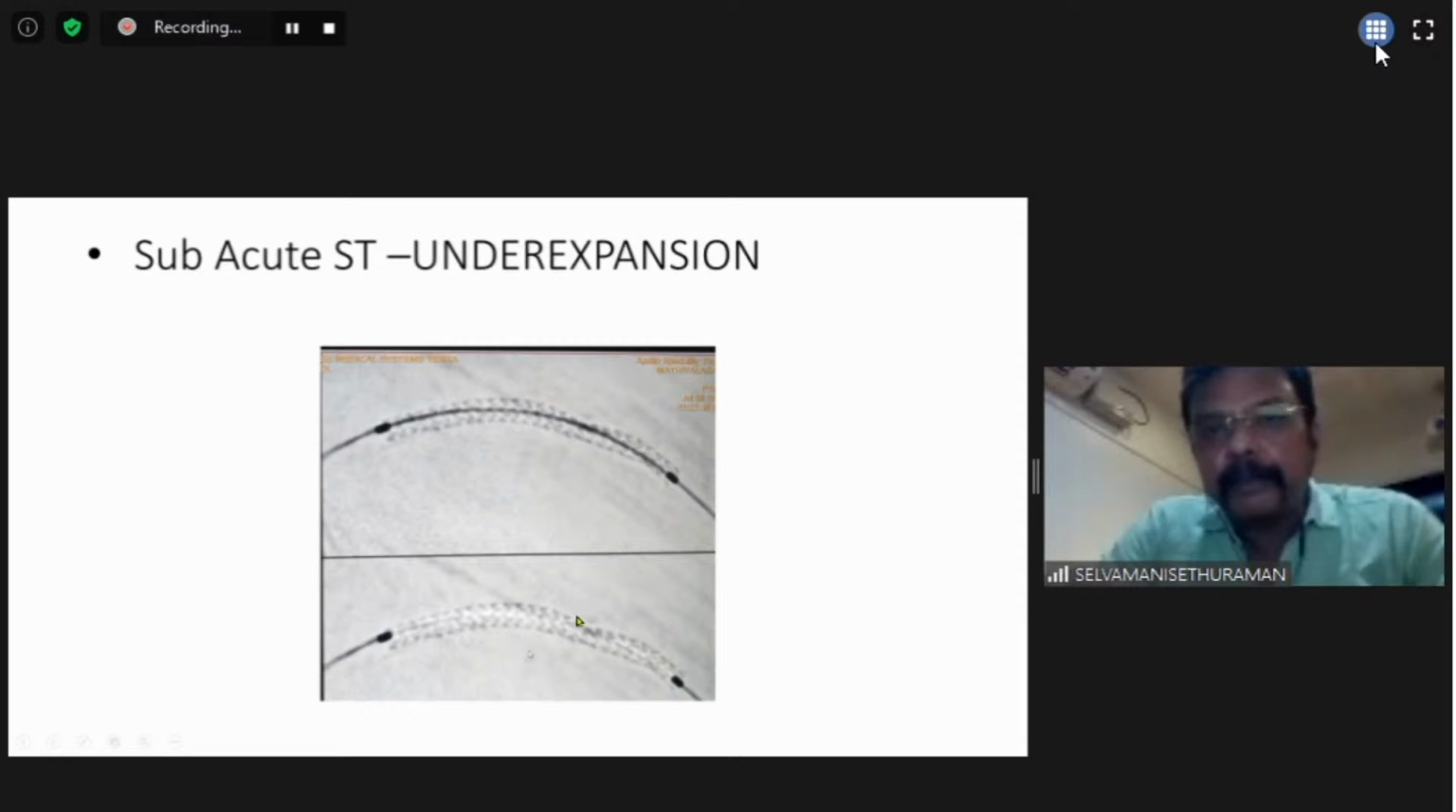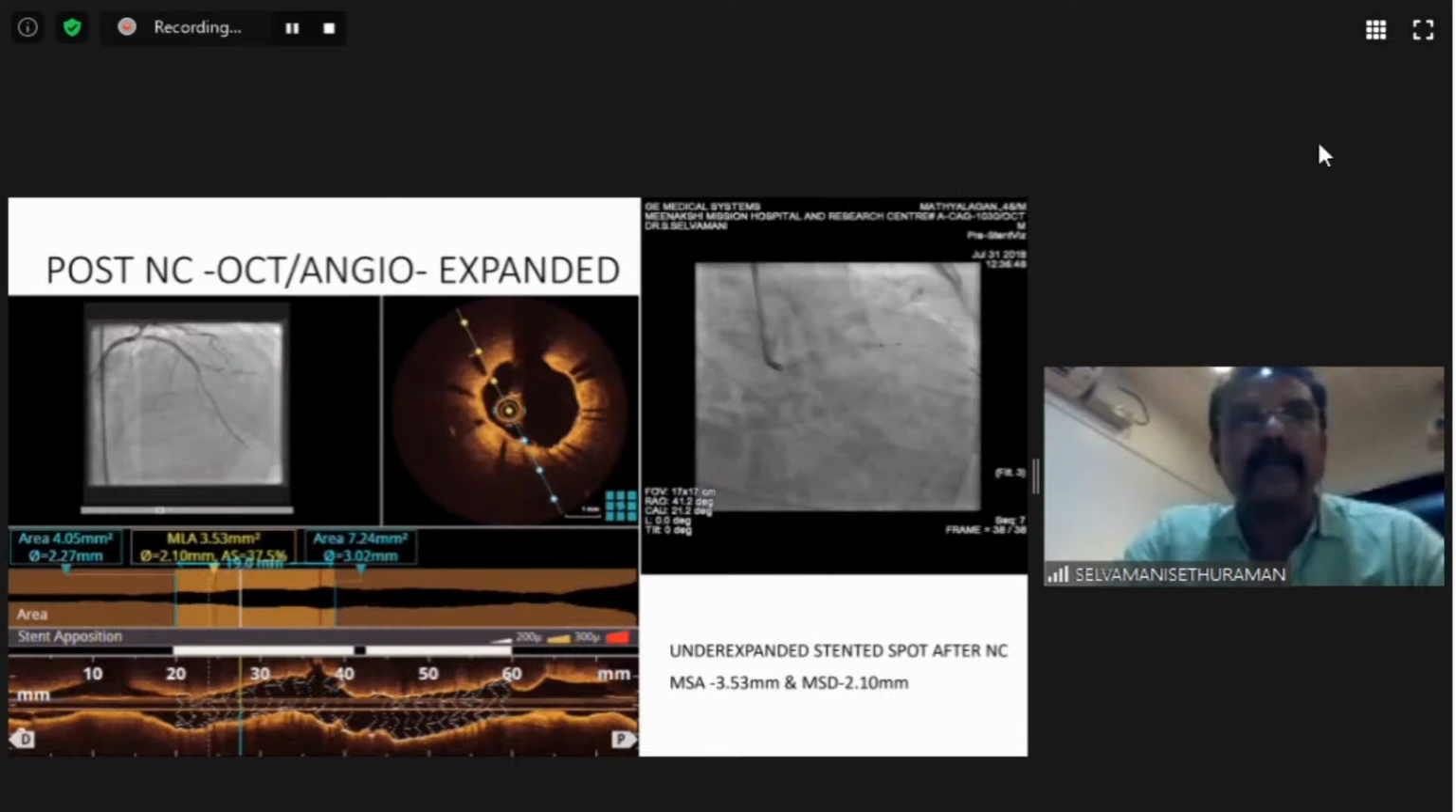But after seeing this OCT, I have to dilate right from the distal part to achieve better MSA and then come out. And what happened is, after post-NC, again, we could see one more lesion in the proximal segment, which we probably couldn't make out in the initial setup because it was done as an acute MI. See, there was a lesion in the proximal segment.